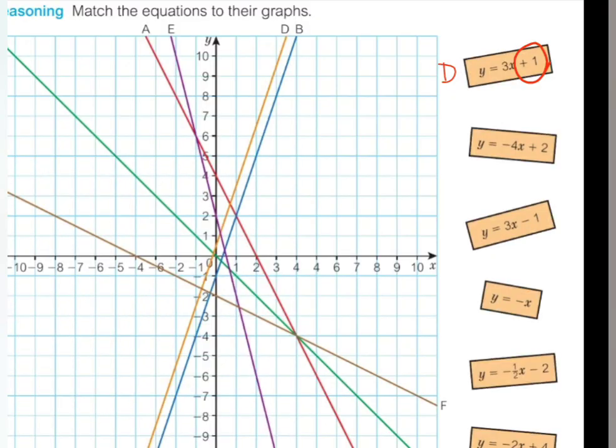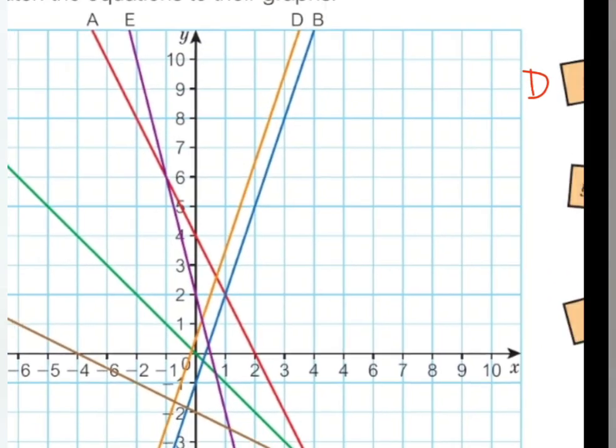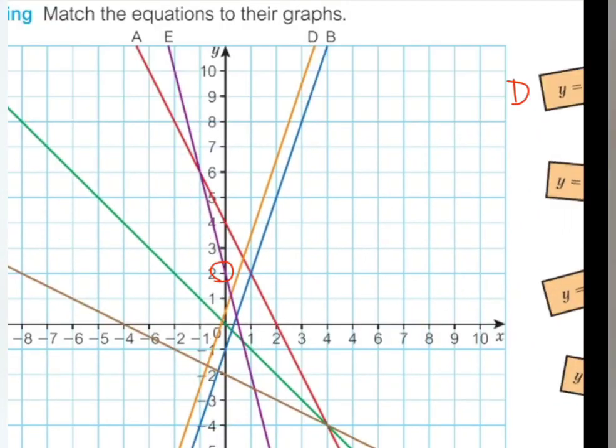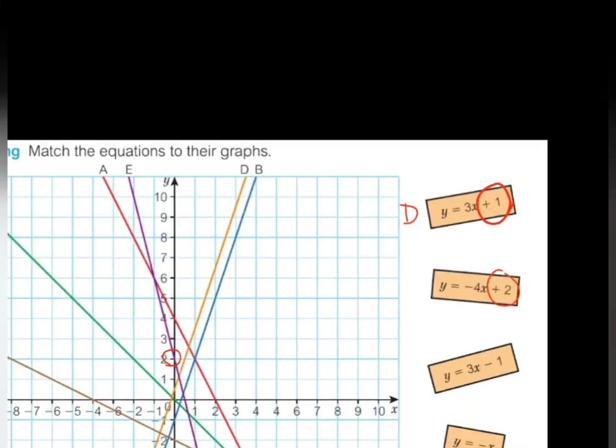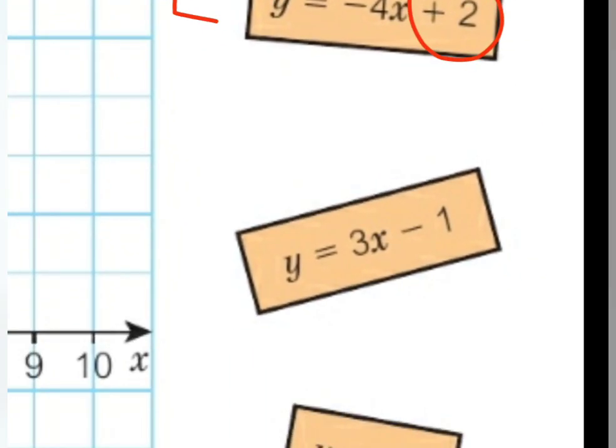Okay? And then with this equation, what is the y-intercept? Very good. It's plus 2. Now we take a look at the y-axis. We will find that plus 2 is here, and it's crossed by the purple line. And the purple line is, very good, it's E. So we come to the equation, and we write E next to it. Good job. Now the next one is negative 1. The y-intercept is negative 1.